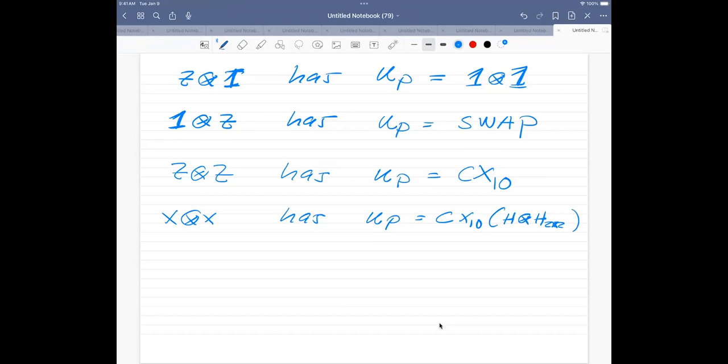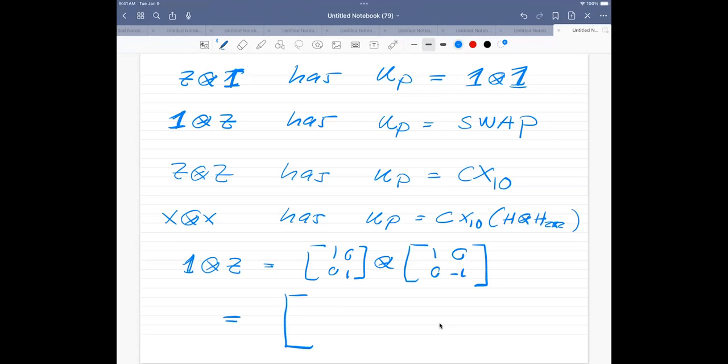So the swap gate, if we now take this matrix, which is I times Z, that is the same as 1, 0, 0, 1, and then it has a tensor product with 1, 0, 0, minus 1. So that is what we are setting up. And if you then look at what you end up with, you end up with something which looks like this. So we would have 1, 0, 0, minus 1.